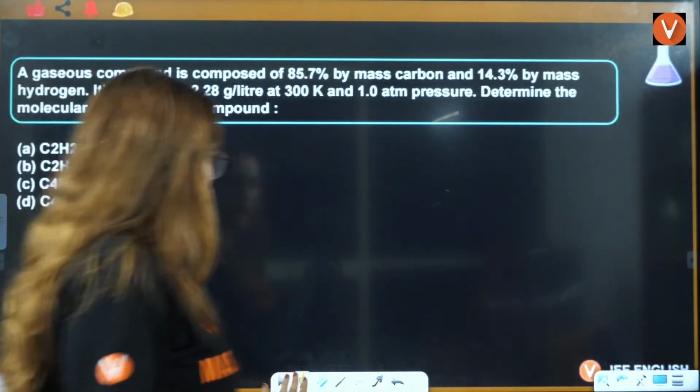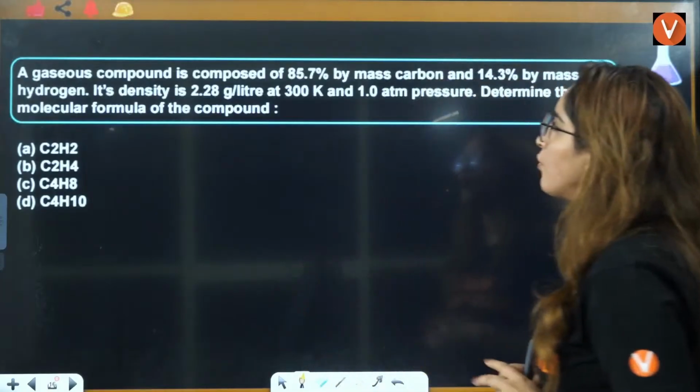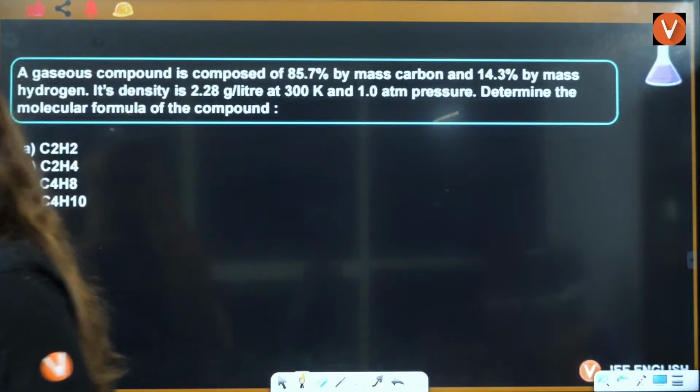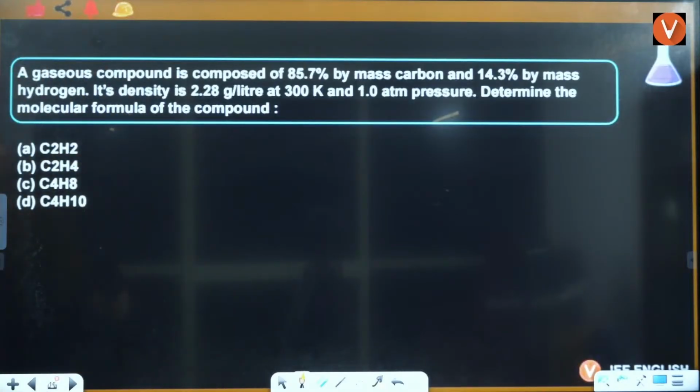Next is, a gaseous compound is composed of this much by mass of carbon and this much by mass of hydrogen. Let's see here, something different is given to you. Okay, here something different is given to you guys. Let's understand that.